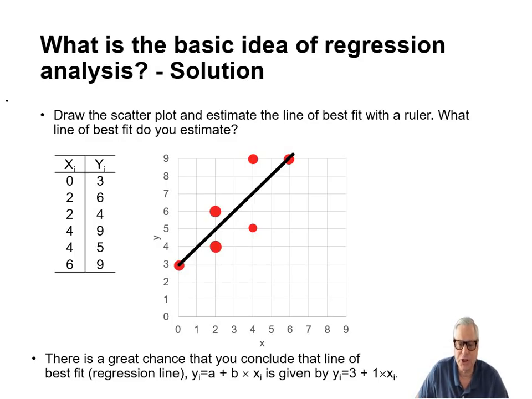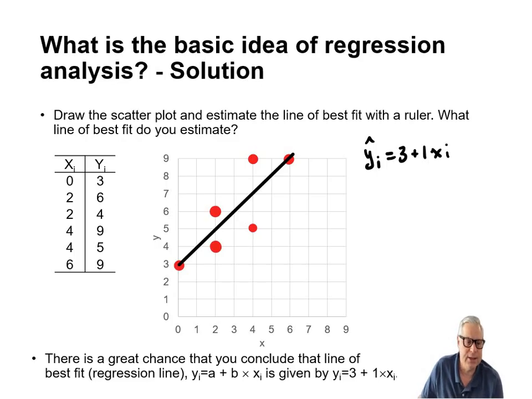So there's a great chance that you conclude that the line of best fit, and specifically a linear line of best fit, has an intercept of 3. So we will write that the predicted value of yi has an intercept which is 3. And it looks like it has a slope coefficient of 1. So plus 1 times xi.